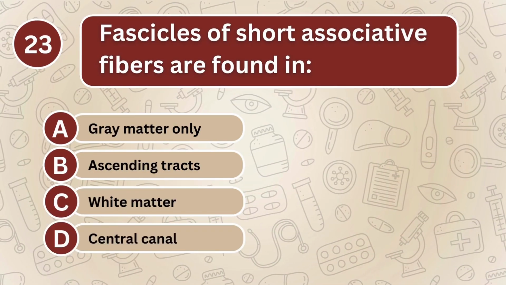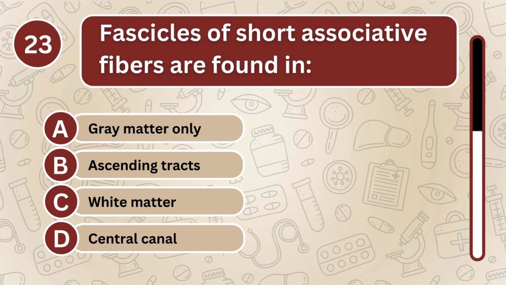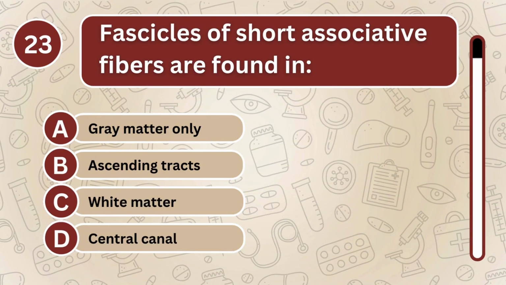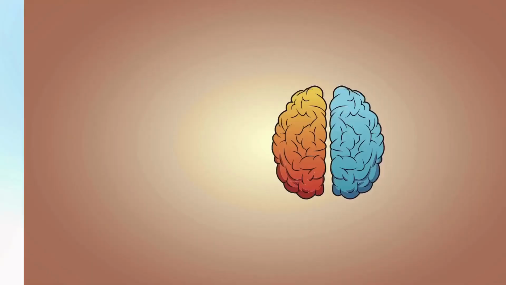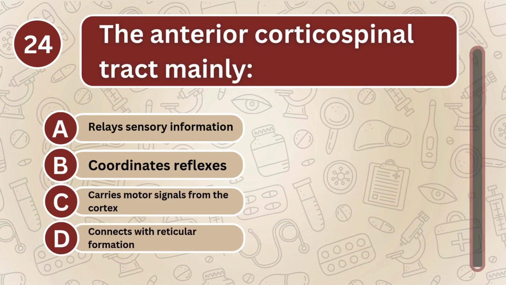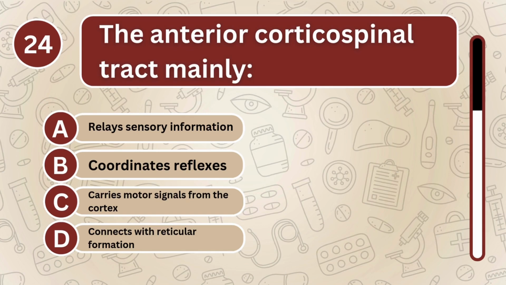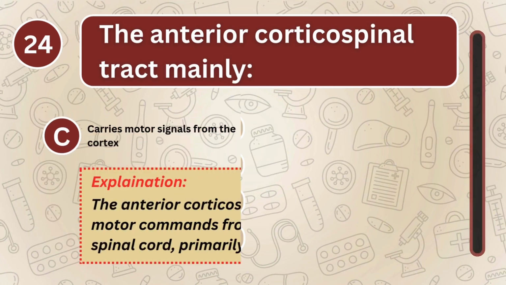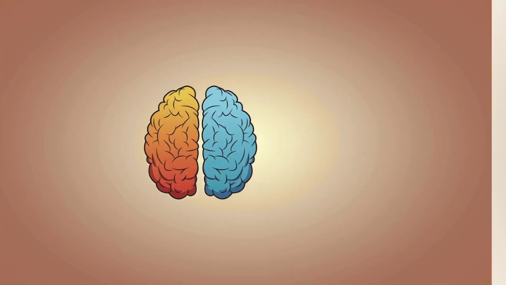Fascicles of short associative fibers are found in... It is C. White matter. The anterior corticospinal tract mainly... C. Carries motor signals from the cortex.